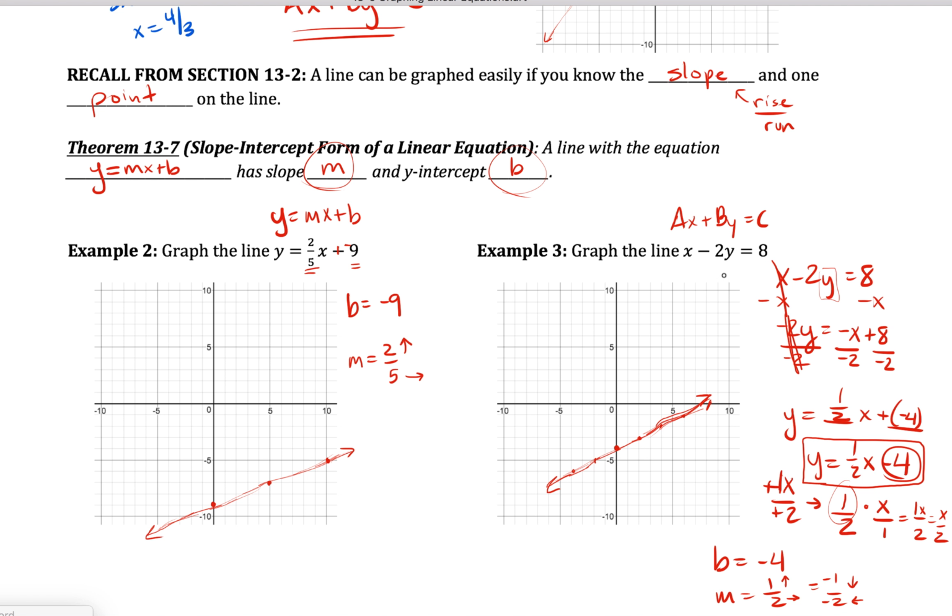So I took that standard form equation, I rearranged it, got the y by itself, thought about what's in front of the x, or what the x is being multiplied by, because that's my slope, and then what is being added or subtracted from that term with the x, because whatever's being added to that, that's my y-intercept.